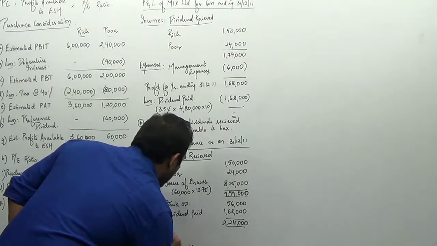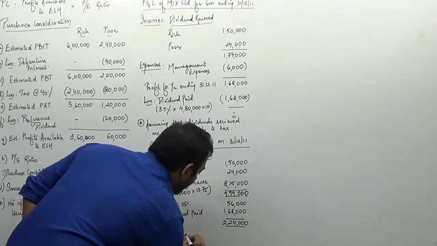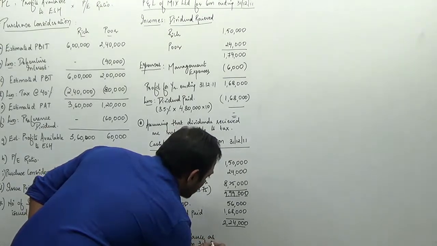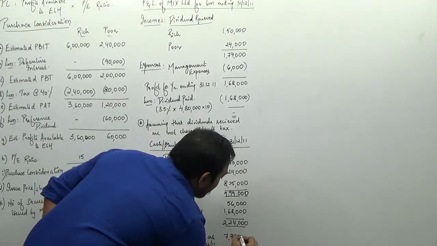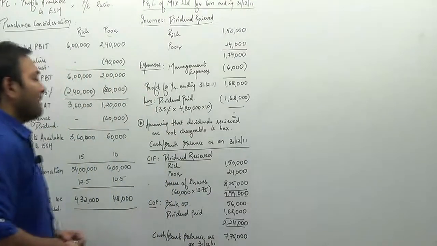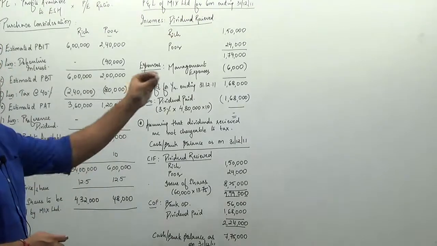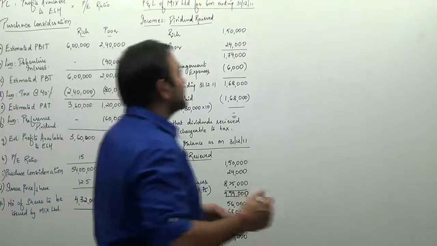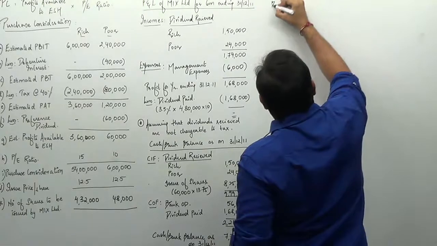So cash or bank balance as on 31st December 2011 is 7 lakhs 75,000. This is my cash balance. Information sufficient for you to draft your balance sheet. That is what the first part of the question was talking about.